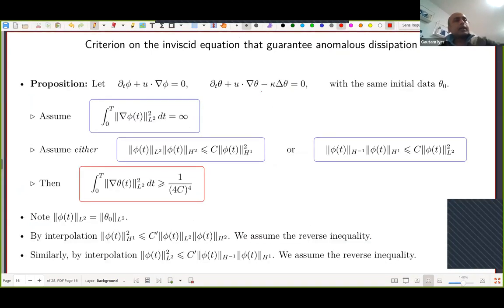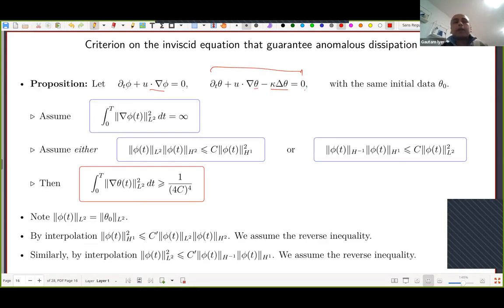Okay, so how does this work? Let me briefly tell you what the criteria is. I'm going to look at two things. One is the inviscid equation, dt phi plus u dot grad phi equal to 0. Two is the advection diffusion equation, dt theta plus u dot grad theta minus kappa Laplace theta equal to 0, with the same initial data.